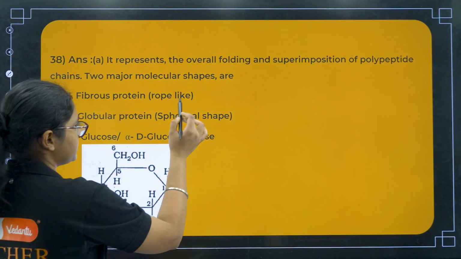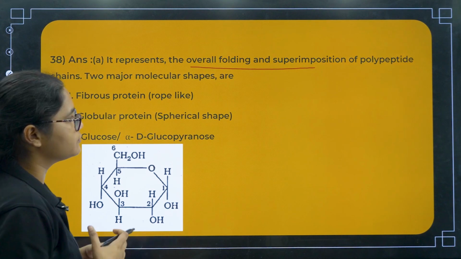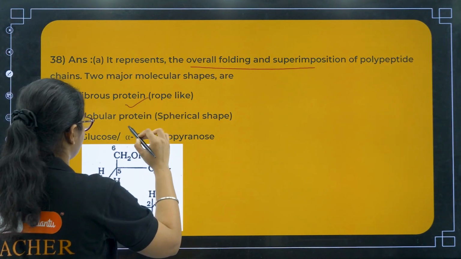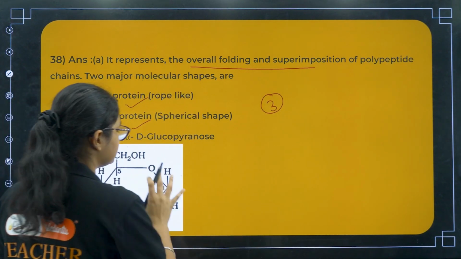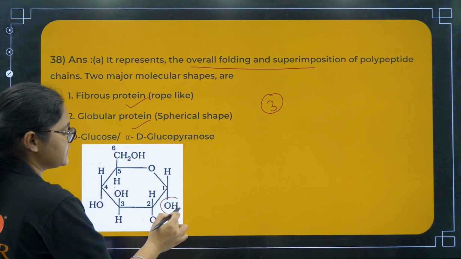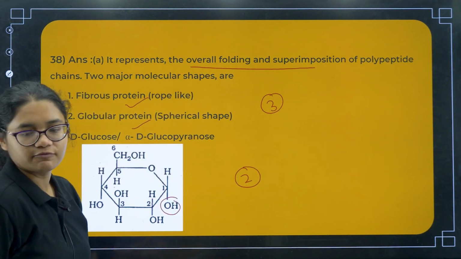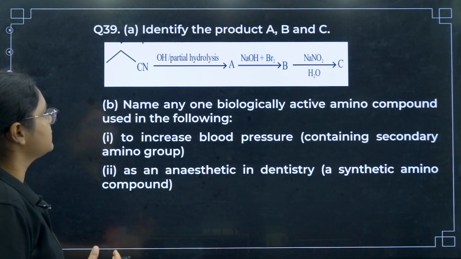So what does tertiary structure represent? Overall folding and superposition of the polypeptide chains. Two major shapes are fibrous and globular protein, so this will carry 2 marks. Next, this diagram, if you do correctly with all the labeling, alpha glucopyranose OH has to be below, so this will give you another 2 marks, so total 5 marks you will be getting. Okay. Next, question number 39.